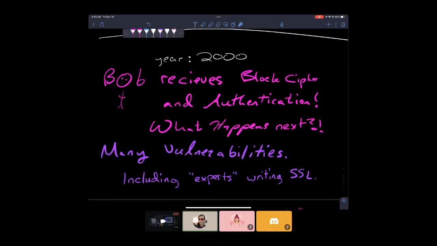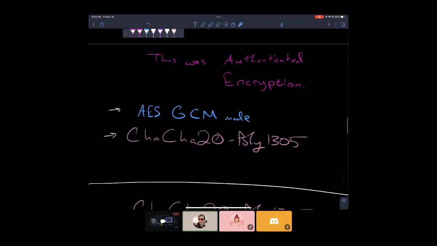So the question is, okay, if it turns out to be a little bit difficult to glue together these two primitives, these block ciphers or these stream ciphers and these tags, what can we do instead? Well, the answer was authenticated encryption. And basically two new modes were introduced over the course of 2007 to 2015. Cha-Cha 20 was around when AES GCM mode was standardized. But the real push for Cha-Cha 20 Poly 1305 was a couple of different things.